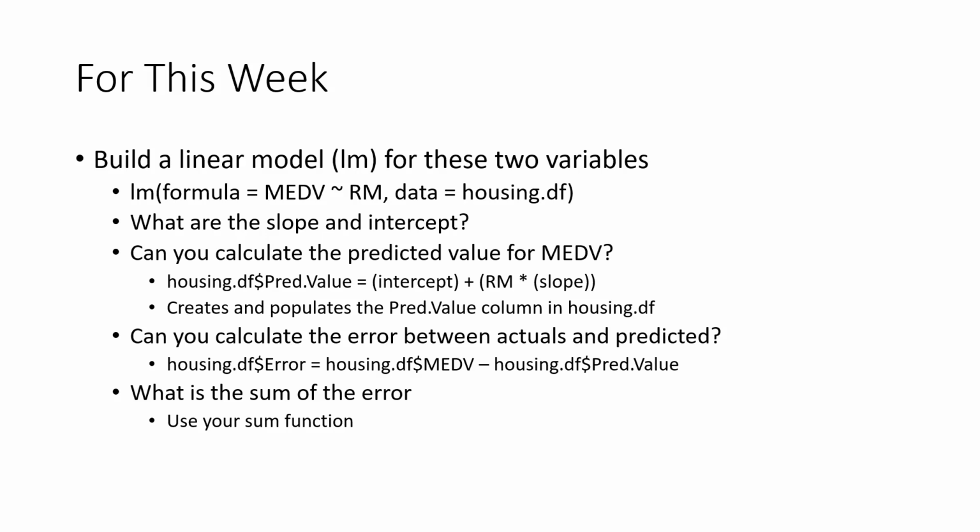Then can you calculate the error between the actual and the predicted? So housing.df$error is a new variable, and you're going to set that equal to housing.df$medianvalue minus housing.df$predictedvalue. What's the difference between your actual value and your predicted value? The last thing you can do, once you've got that error, is view it, and then calculate the sum of the error using your sum function.